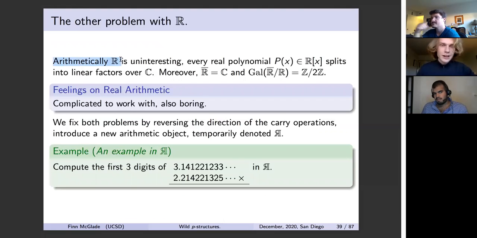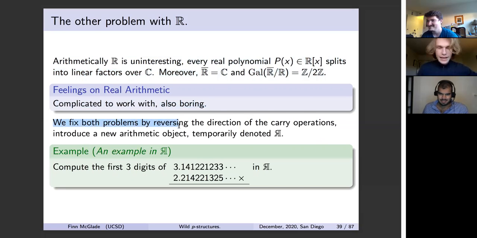The other issue with R is that it's quite boring. So in the sense that arithmetic over R is not particularly interesting, right? If I give you a polynomial over R, then you can split it into linear factors, assuming you're willing to kind of accept the existence of the square root of minus 1. So it turns out that once you adjoin the square root of minus 1, you can solve all polynomials. And the Galois group is as simple as it could possibly be. It's just Z mod 2Z. So here's just a little summary of how I feel about real arithmetic. And we're going to fix this.